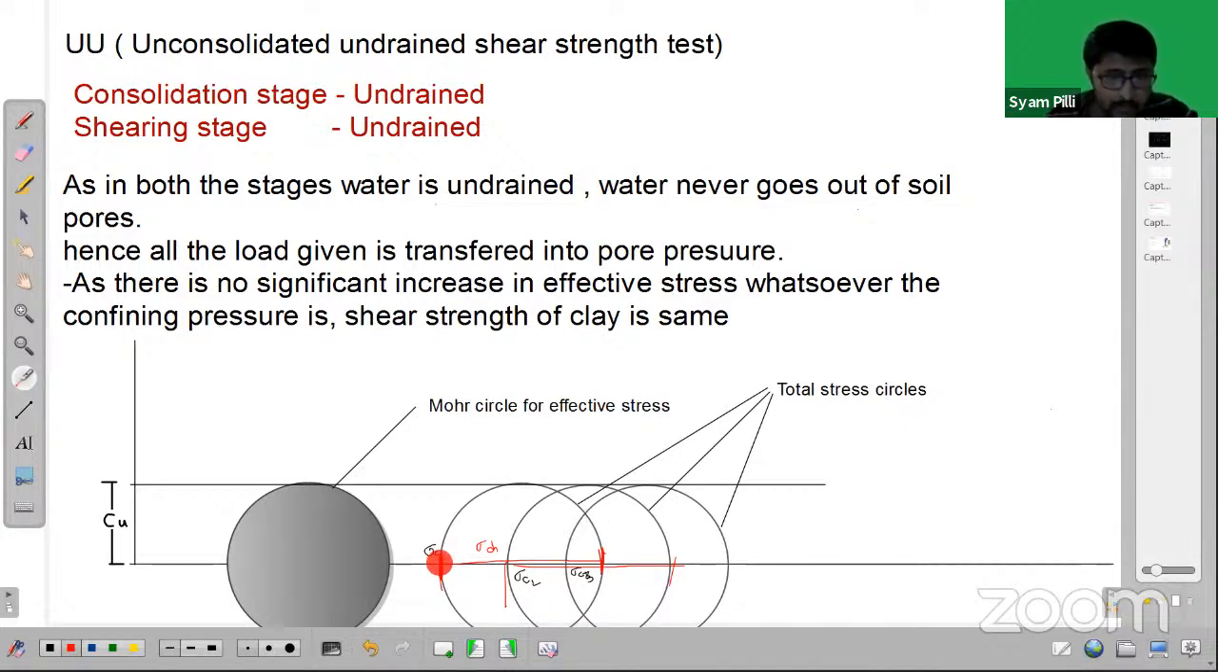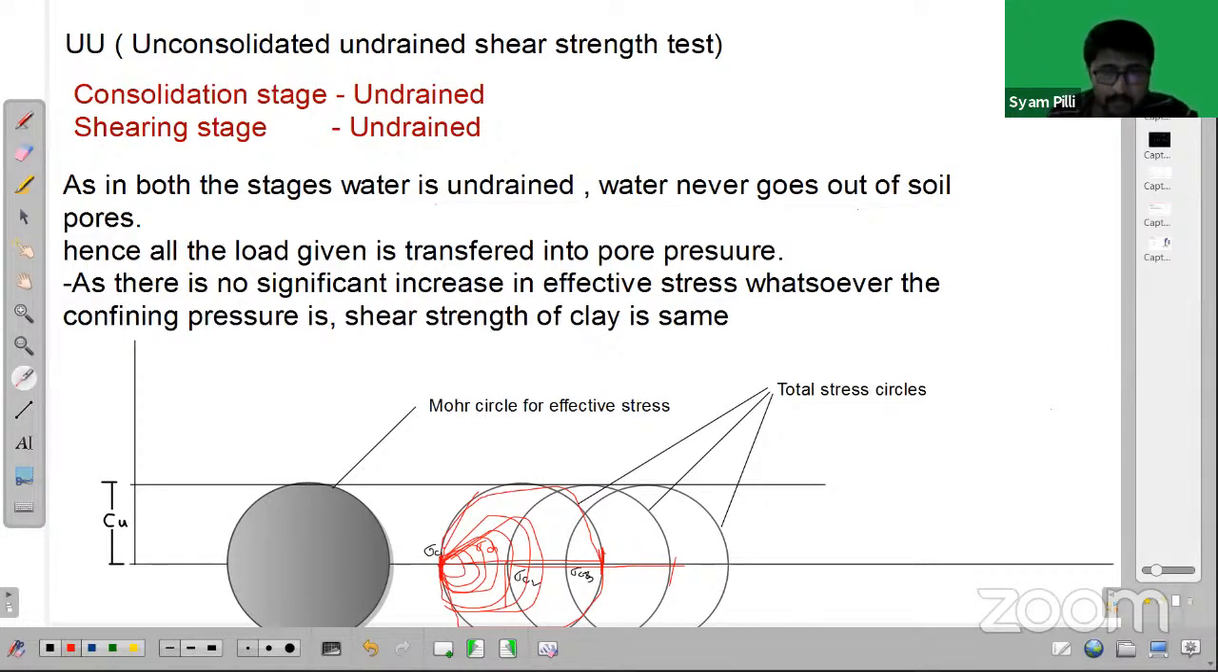Now you keep on adding the vertical stress, so your major principal stress will keep on increasing. So your Mohr circle shifts like this, and it will reach this condition at failure. This is the Mohr circle at the failure condition for the first sample, where sigma c1 is the confining pressure.